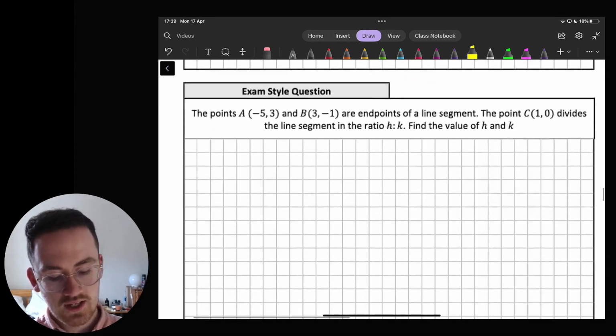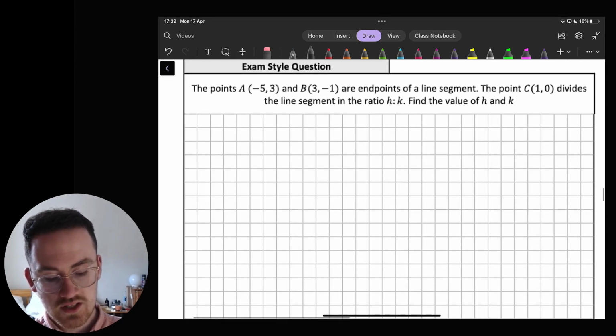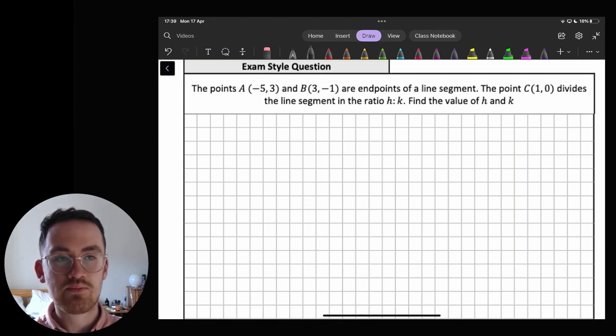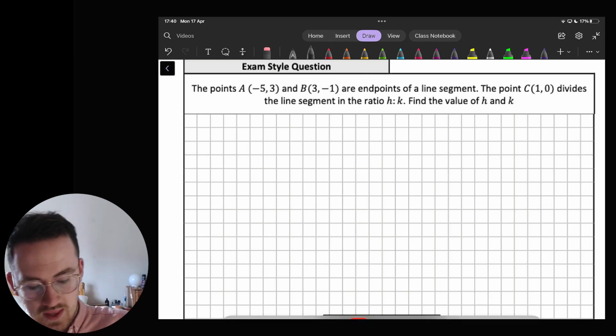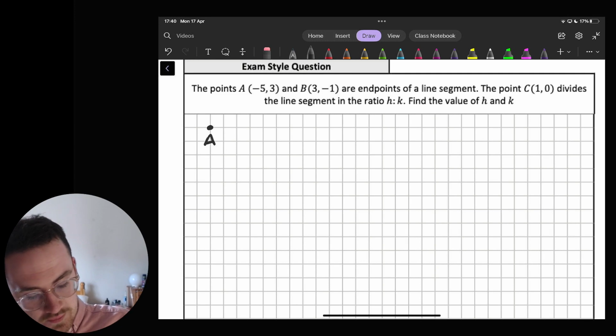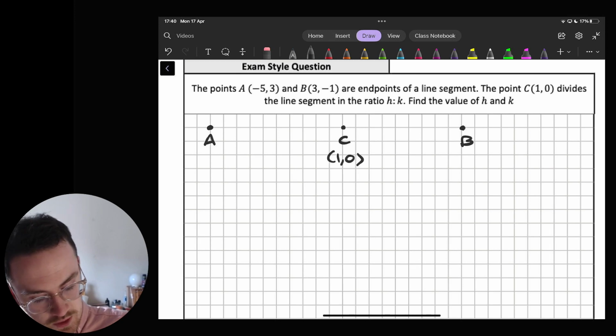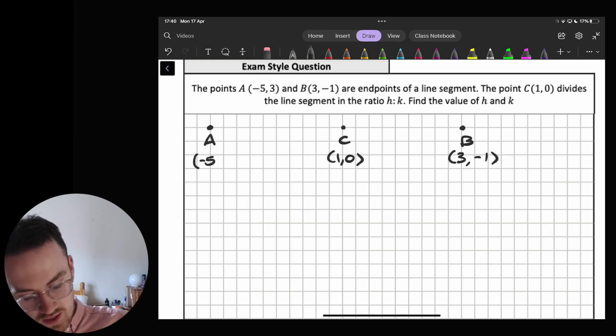Okay. Looking at the next part then, this is an exam style question where we're given the points A and B, we're given the point C that divides the line segment into a particular ratio, and we're asked to find the ratio. So we've our 2 ways of doing this here. Obviously we've said the translation method is really the easiest one, so maybe we'll start with that one. So here I have A, here I have, we'll say C, and then here I have B. So my point C is (1, 0), my point B here is (3, -1), my point A is (-5, 3). So let's have a look at going from A to C.